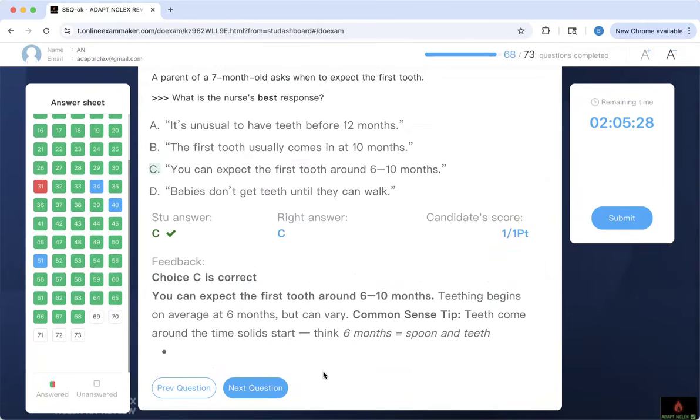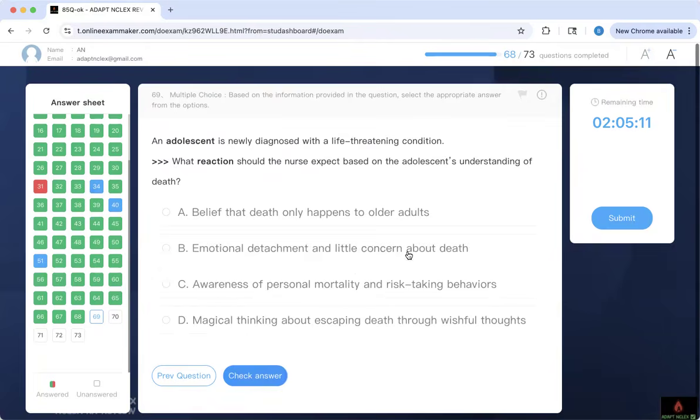This is pediatric. Most of the information is straightforward. So you should take a picture of this and write it down. This is a common sense tip. It comes around the time solid food starts, right? If you want to start solid food, that's when they start having teeth. And usually think about 6 months, spoon, teeth.